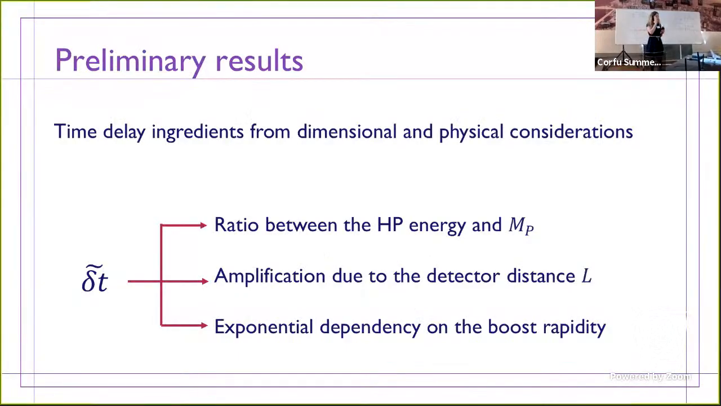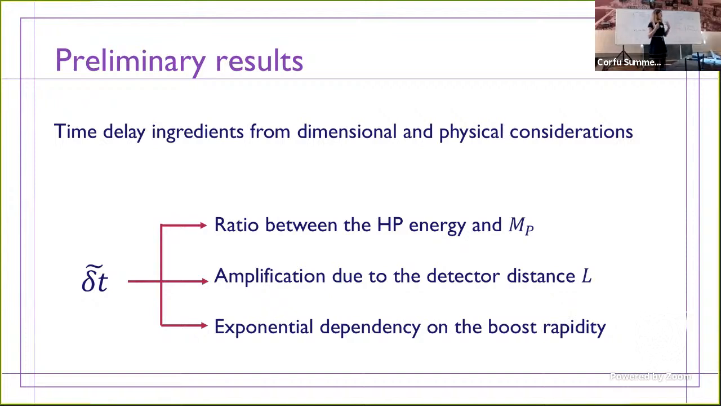So here is just a preliminary picture of the result that we obtained. In particular, the corrections to this time delay are exactly the ones that we would expect both from dimensional considerations and from physical considerations. So it's quite a consistent result. In particular, the effect depends on the hard photon energy, and this energy comes adimensionalized with our mass scale. Then we have an amplification that is given by the distance between the two satellites.